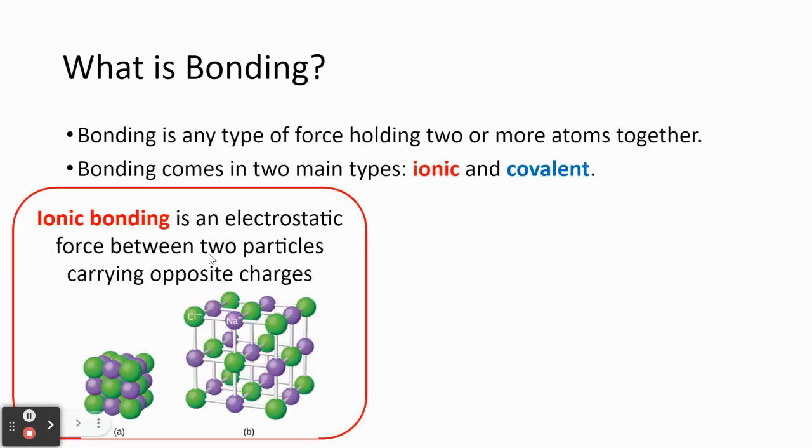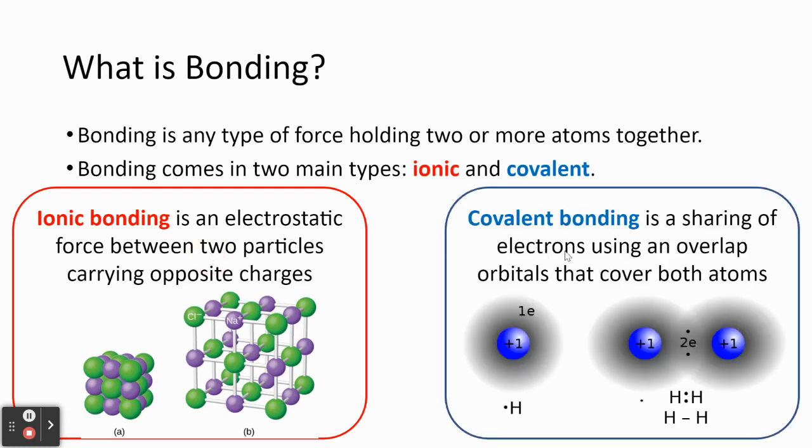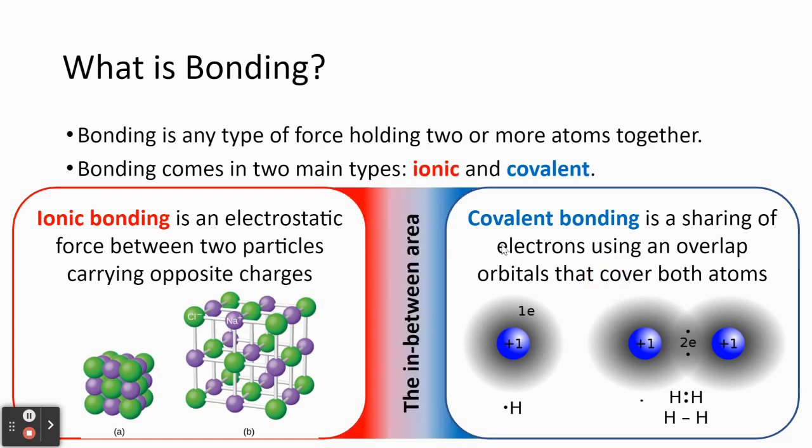So when we talk about ionic bonding, we're dealing with an electrostatic force between two particles carrying opposite charges. In other words, positive charges attract negative charges in ionic bonding. Covalent bonding occurs between sharing of electrons using overlapping orbitals that cover both atoms. And there is some area in between ionic and covalent bonding.